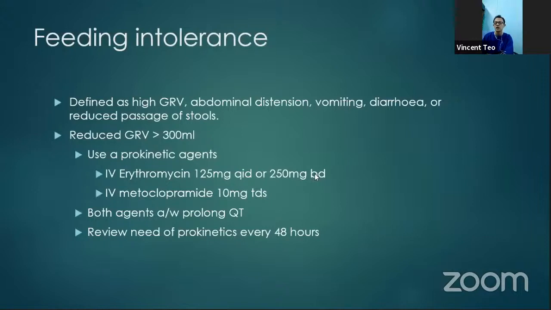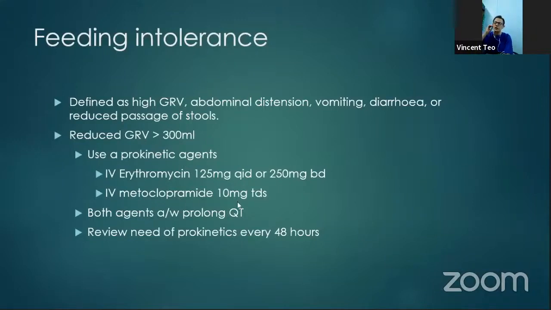There are people who just can't tolerate the feeding. It's generally defined as those with high gastric residual volume, abdominal distension, vomiting, diarrhea, or reduced passage of stool. When the patient has a gastric residual volume of more than 300, you might want to use prokinetic agents, which I think many of you are quite familiar with, such as metoclopramide, aka Maxolon.